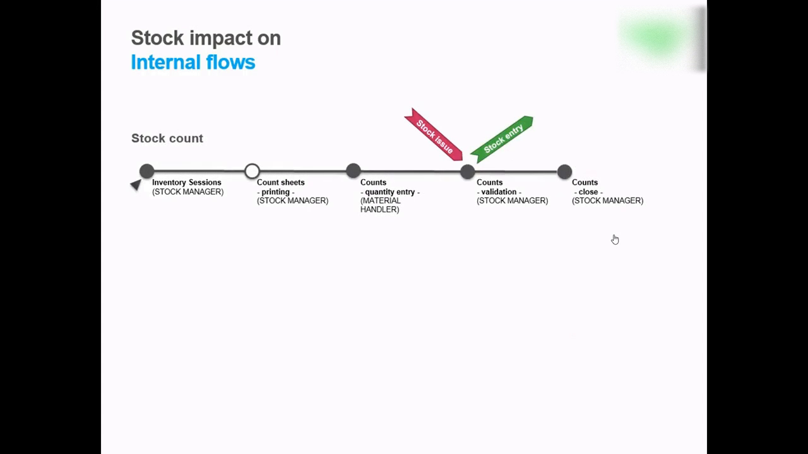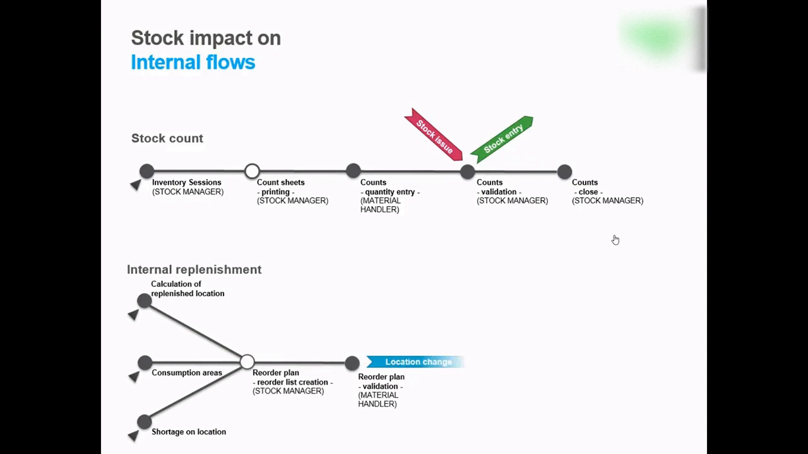There's also internal flows. The stock count process ends with stock adjustment, either positive or negative. Usually, the stock manager organizes and validates the count, and the stock handlers perform the actual count and record the results in the system. Now, internal replenishment drives the replenishment of the consumption area by generating location change.